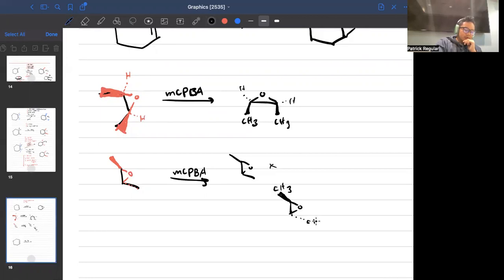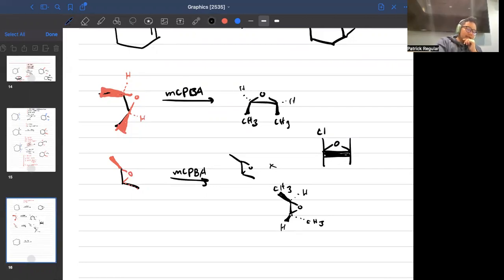CH3, CH3, and I draw the respective H and then respective H. You can't read that, it doesn't really matter. Another acceptable way of doing this is in a Haworth structure. So if you have, let's say, this Haworth structure.